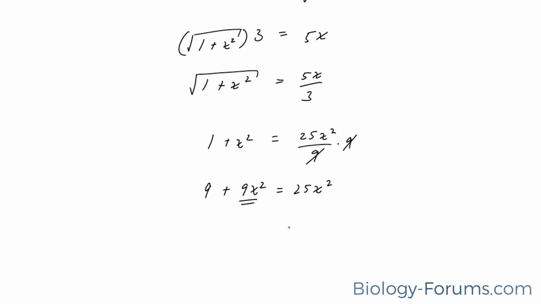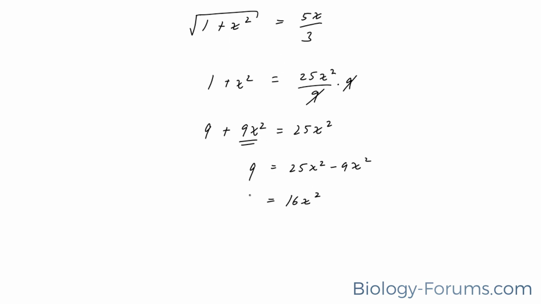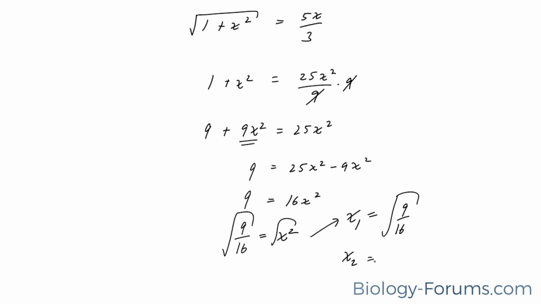We're going to bring this over. We end up with 25x squared minus 9x squared is equal to 9. And I'm doing this really quickly, I understand. These two subtracted give us 16x squared. 9 over 16 is equal to x squared. And we're going to square root both sides, and we finally get 2 x values. x1 is equal to 9 over 16 square rooted, and x2 is equal to negative 9 over 16 square rooted.